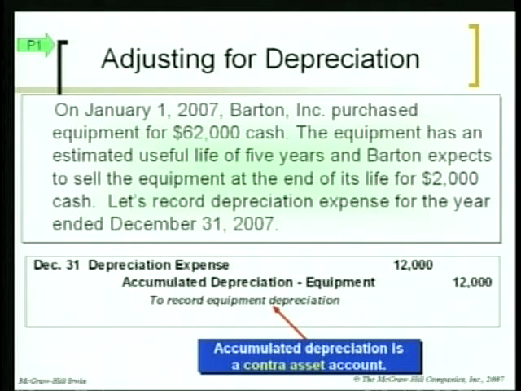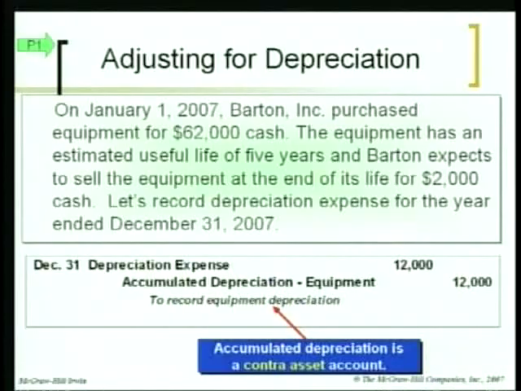Now, whenever we introduce a new account, a little bell should go off in your brain as far as, oh, this is one I want to add to my flashcards. In other words, I need to know what type of account it is, whether it's a normal debit or credit balance account, and what financial statement it goes on. You with me?